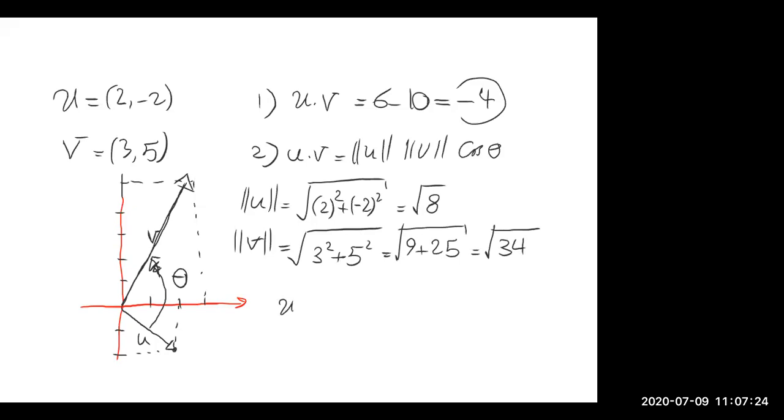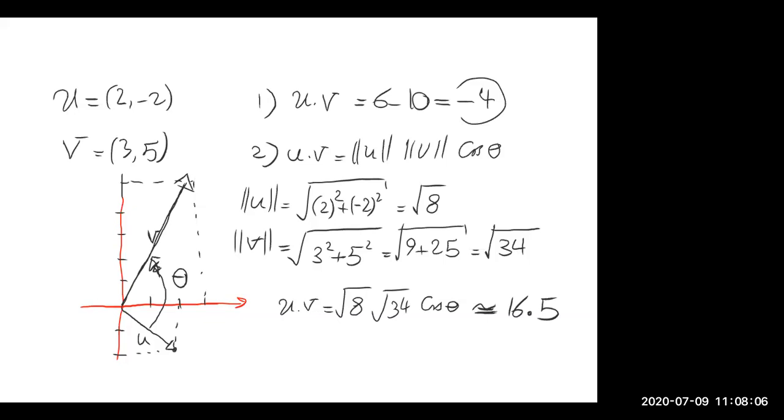So the inner product of U and V would be square root of 8 times square root of 34 times cosine of theta. Now, let's compute that. So square root of 8 times 34 is equal to 8 times 34 is 272. And its square root is almost 16.5.